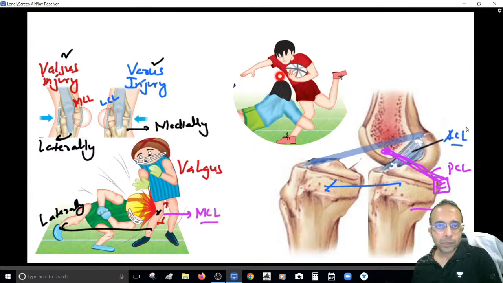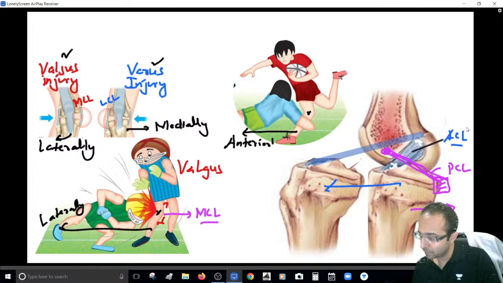This gentleman is trying to run away with the ball, and this gentleman thinks it is too difficult to stop the ball, so let us stop the player. So he's tried to stop the player, and you can note distal to the knee, the leg has gone anteriorly, because what has happened at the knee is hyperextension.